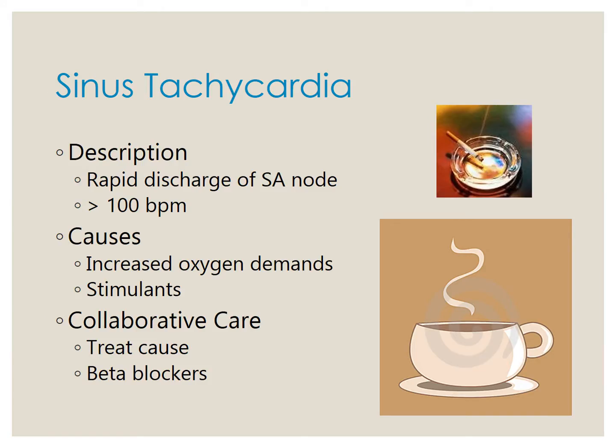Okay, sinus tachycardia. This is a rapid rate of discharge of the SA node. So this would be usually between 100 beats per minute and 160 beats per minute. Although it could still be a sinus tachycardia higher, but normally 100 to 160 beats per minute is what you would see for sinus tachycardia.